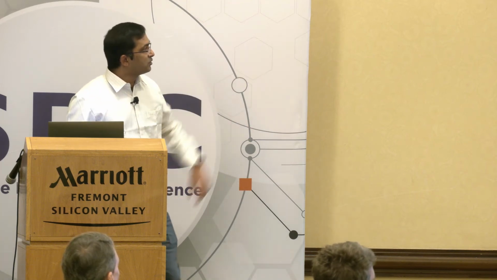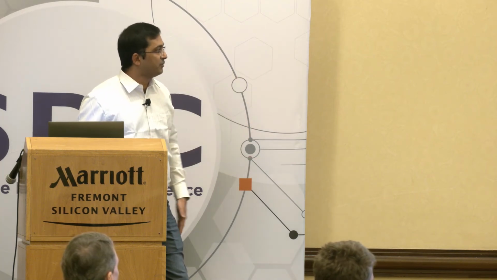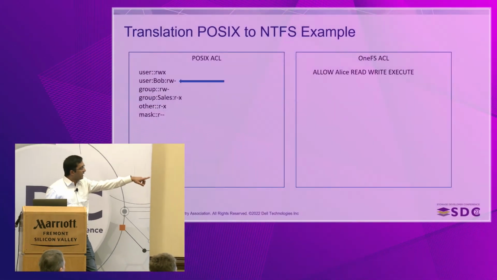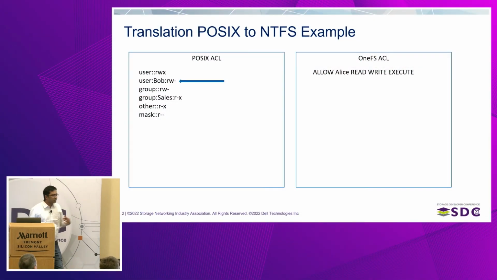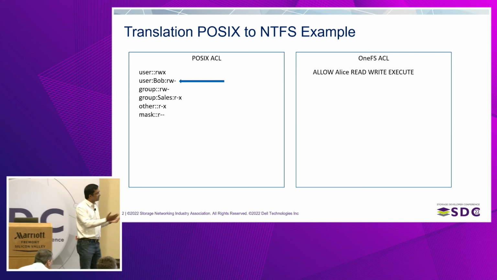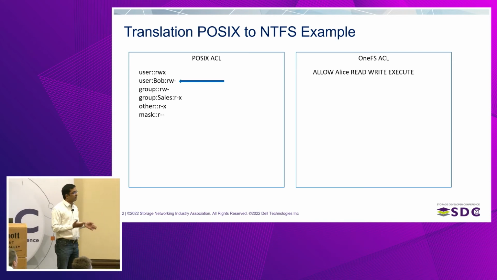So here's an example of what that looks like, the translation, right? It's very intuitive, and I'm not going into too much of the details. For Alice, it's read, write, execute. Here I assume that read, write, execute translates to R and RWX. In reality, on the NTFS side, a read corresponds to read attr, read data, and all that stuff. So I kind of assume that.